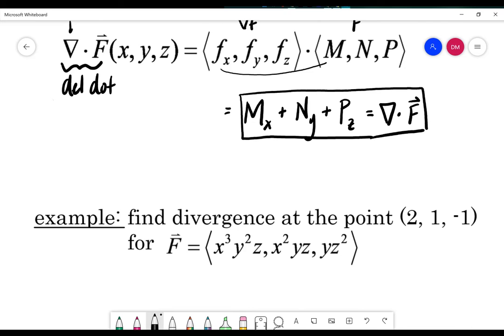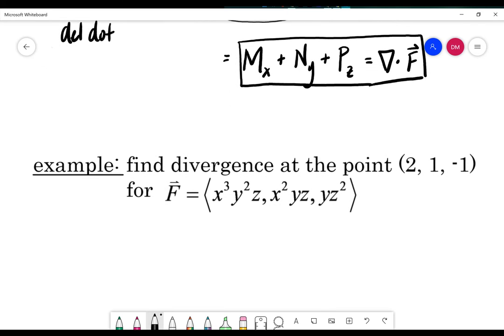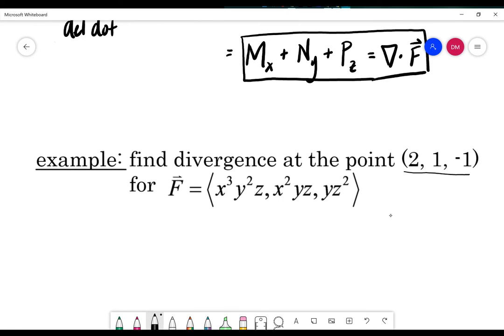So let's go ahead and do an example of that to find the divergence at a point (2, 1, -1) for our vector field F. We want to calculate our del dot operator. So we notate this by saying we find the divergence of F by taking our del dot operator, which means that I am going to go ahead and take the partials of each of these M, N, and P.